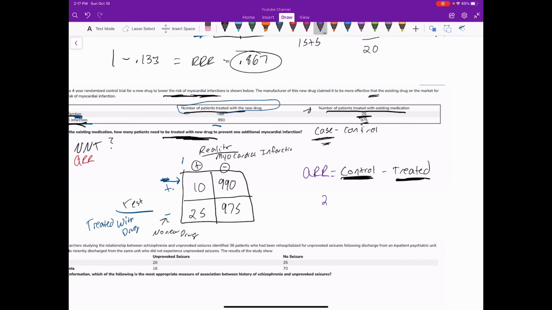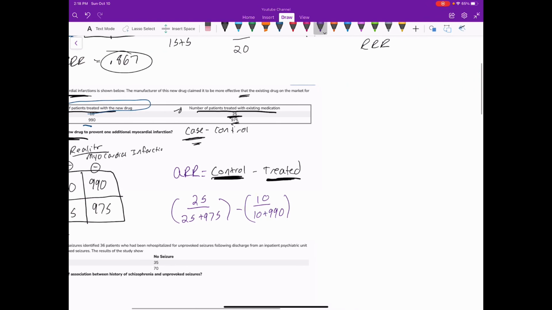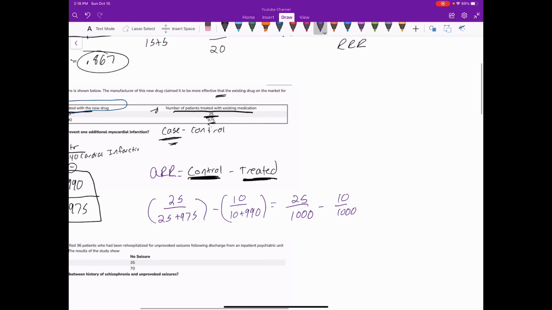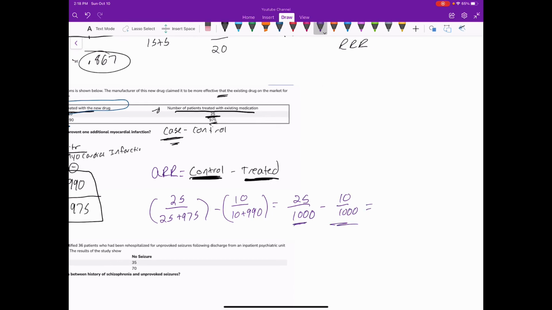So you're going to do 25 over 25 plus 975. Not bad. Minus what? Well, people who got treated. So that's going to be 10 over 10 plus 990. Not too bad. And I'm going to simplify it. 25 over 1,000 minus 10 over 1,000. Fortunately, we have a common denominator, so we could do the math on our own. We could do 15 over 1,000. I'm not doing this on my own, even if I know it. I'm not messing up. So I just do, in the calculator, 15 over 1,000.